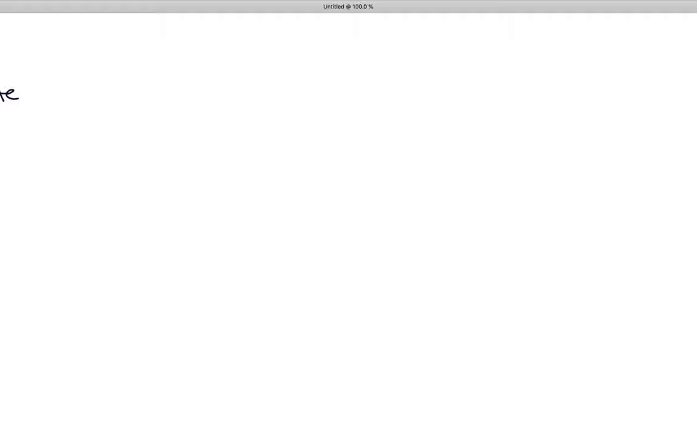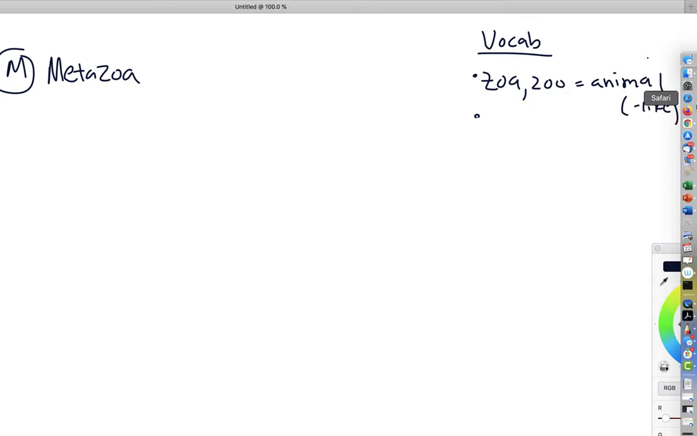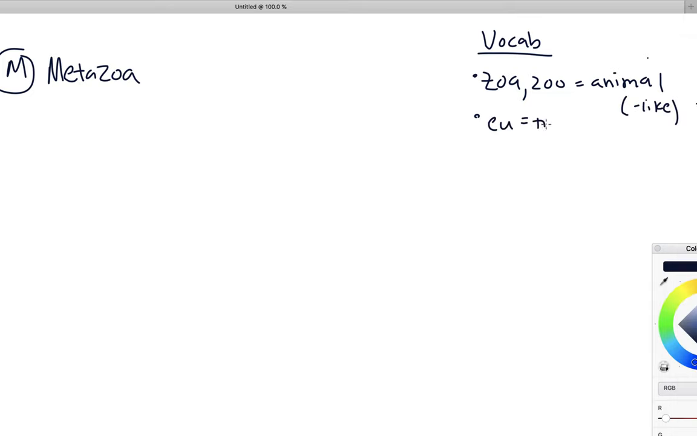So I'm just going to go over here and we'll write down what these things mean. So M means Metazoa. And let's also have some useful vocab. If you ever see zoa or zoo, it's going to mean animal or animal-like. If you see EU, it's true. You should know that from eukaryotes, from Bio 1. Just PS, if you see phyte, that's plant or plant-like.